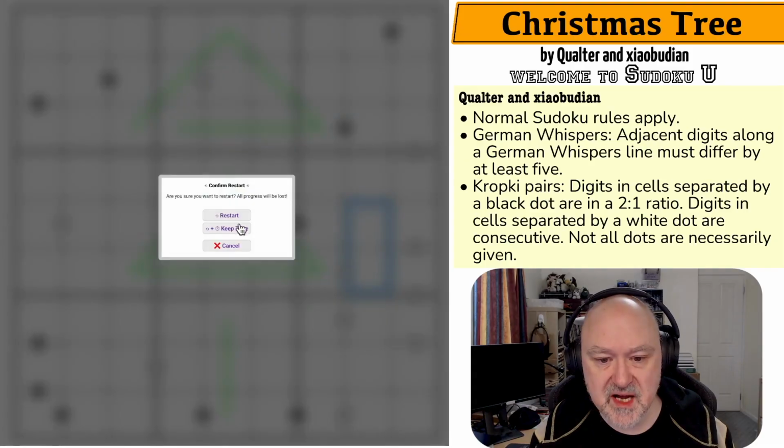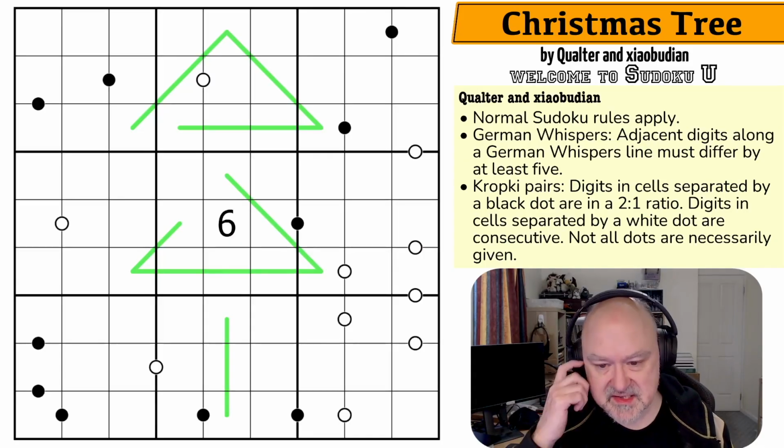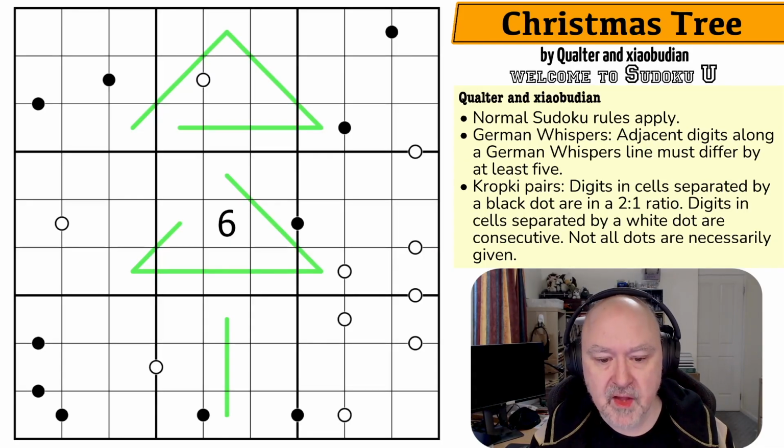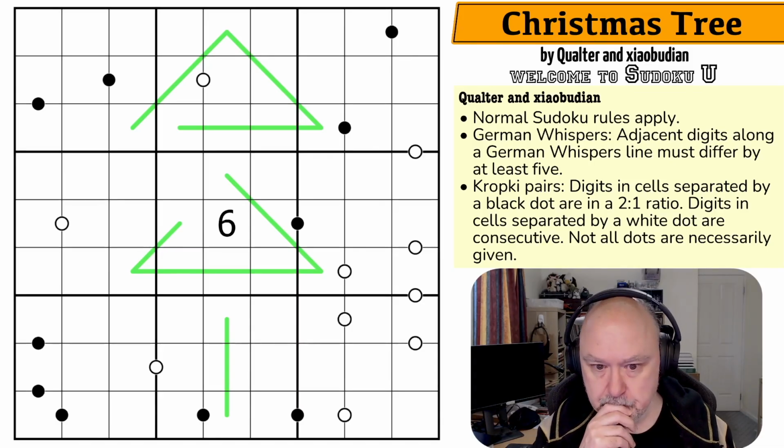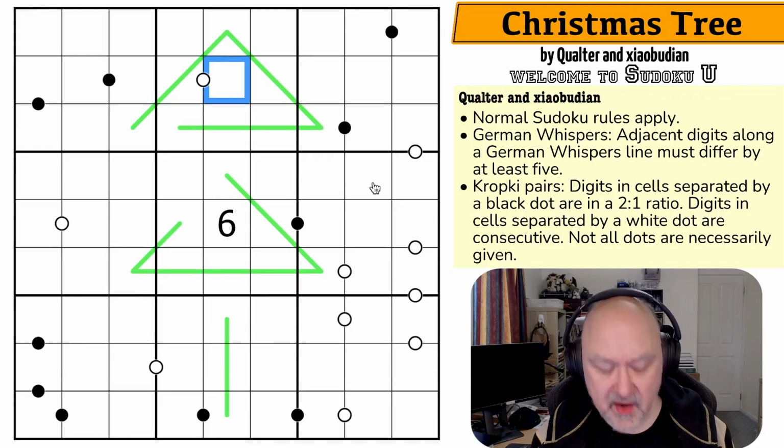I'm going to restart the puzzle to restart my timer. Let's give this a shot. Do I want to talk about German whispers first? I probably do. Yes, I do, because that is a 5.